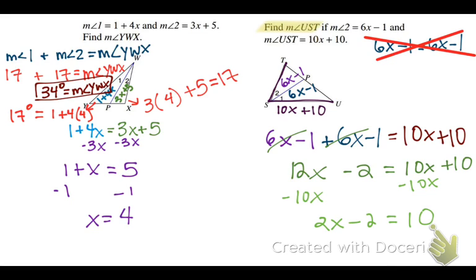I've got two more steps. What do I get x to equal? 6. Did I answer the question? No. I want to find the measure of UST. What does it currently measure? 6x. Nope, it says right there 10x plus 10. So what do you think I can do? Plug it in. 10 times 6 is 60. Plus 10 is 70. Ta-da!